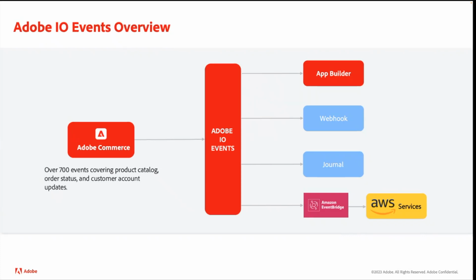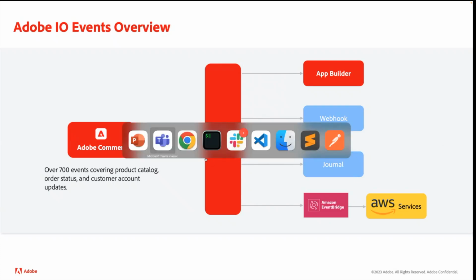The use cases for I/O Events are many. You can use events to build event-driven integration with back-office systems like ERPs. For example, an order gets created in Adobe Commerce, you can send that order to your ERP. Or a customer account gets updated, you can send that update to your CRM system. In this example, we will be using an App Builder serverless function to send a product catalog update to a Slack channel. So let's get started.